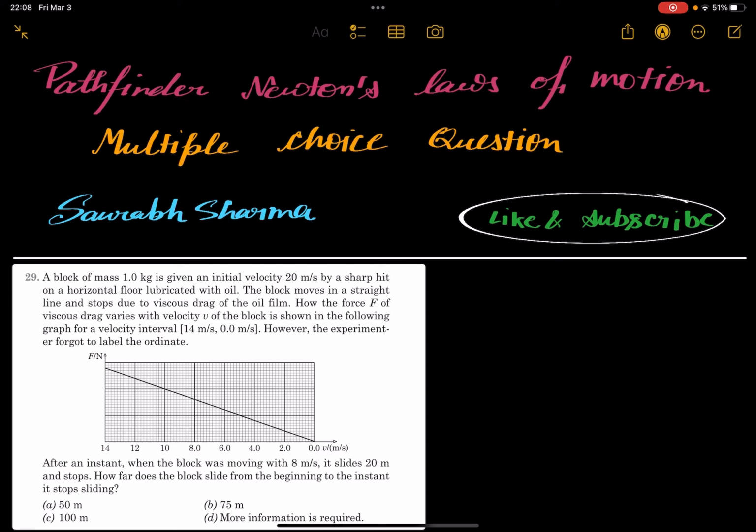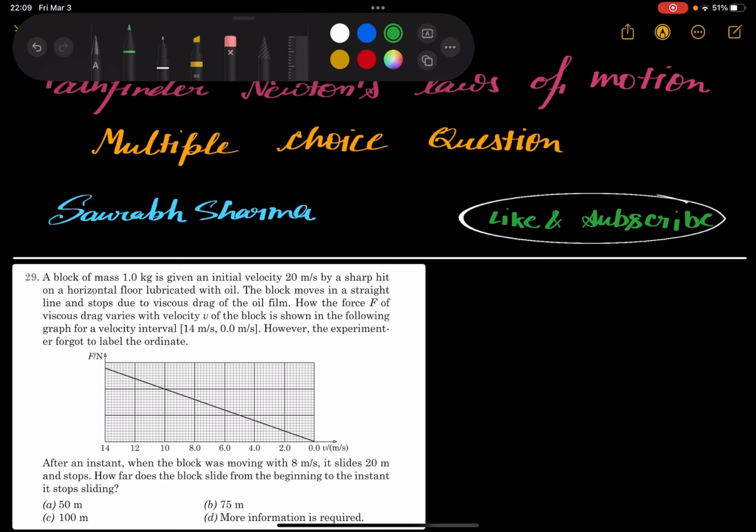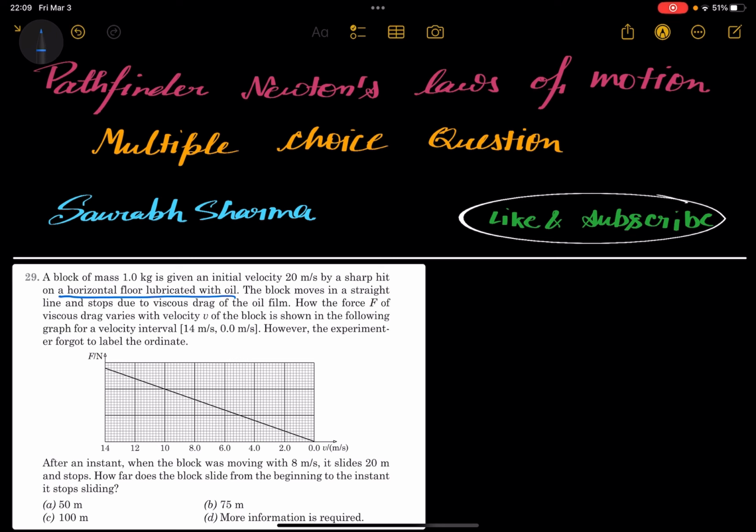The question says a block of mass 1.0 kg is given an initial velocity of 20 meters per second by a sharp hit on a horizontal floor lubricated with oil, which means oil is present on the floor. The block moves in a straight line and stops due to the viscous drag of the oil film. How the force F of the viscous drag varies with the velocity of the block is shown in the figure.